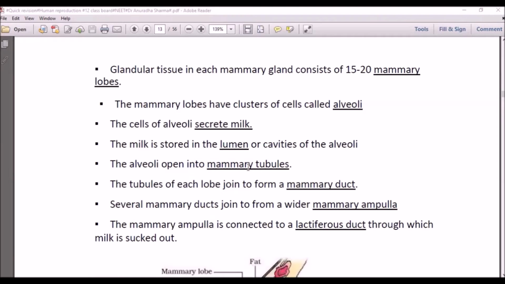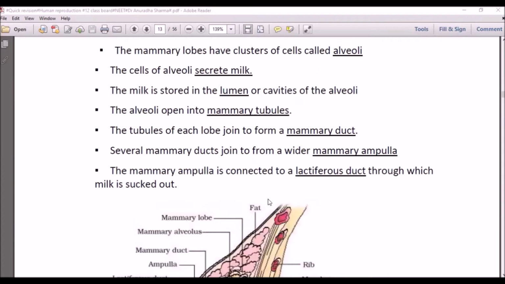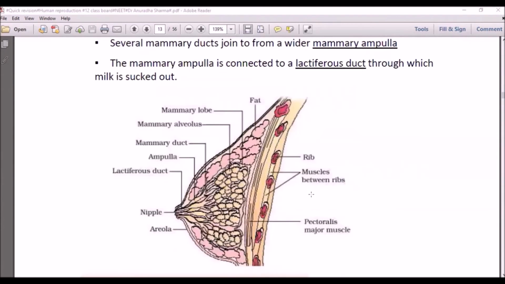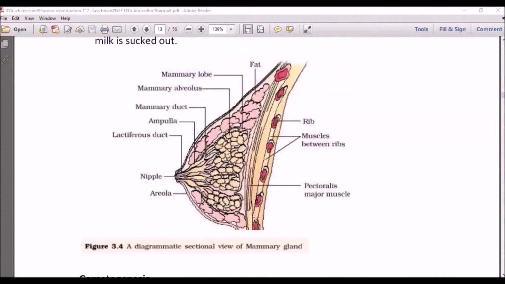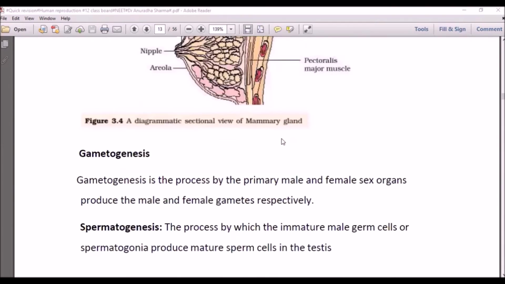Now the tubules of each lobe join to finally form the mammary duct, and several mammary ducts join to form the mammary ampulla. This mammary ampulla is connected to the lactiferous duct through which the milk is sucked out by the child. So this is the structure of the mammary gland. This is the diagrammatic view of the mammary gland, showing various parts like lobe, alveolus, duct, ampulla, muscles, and pectoralis.